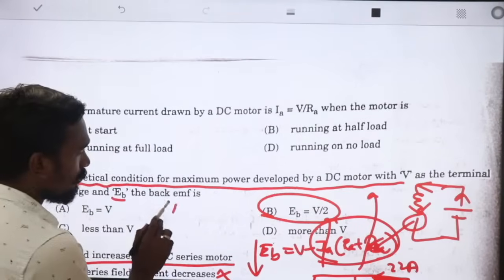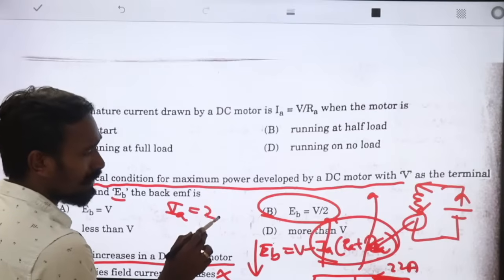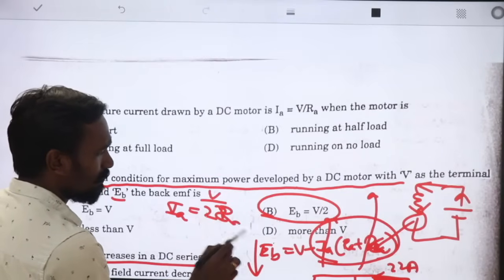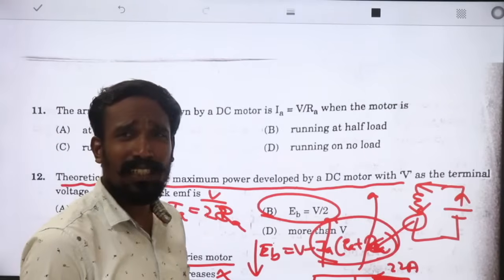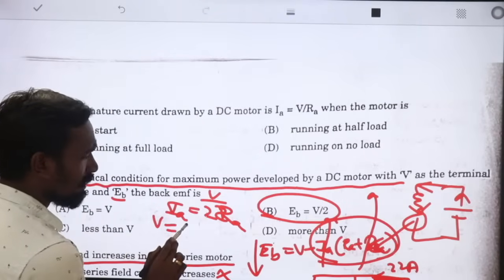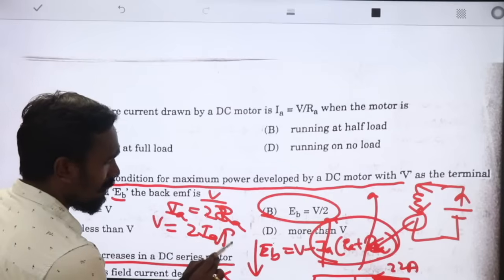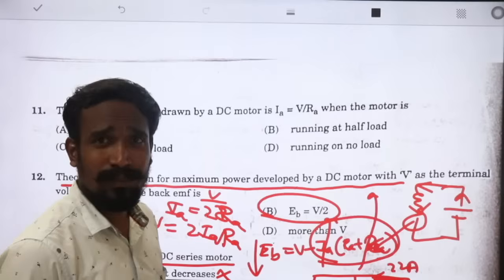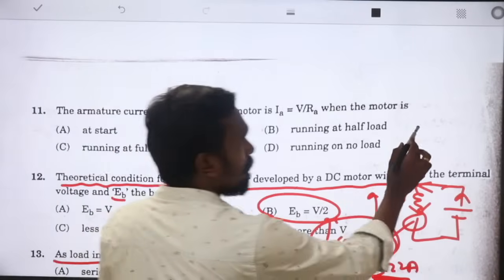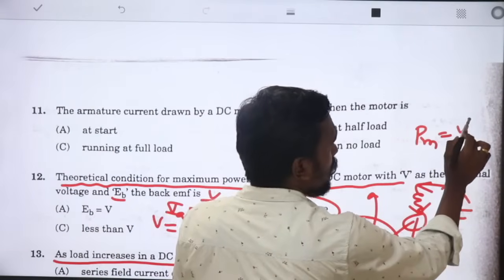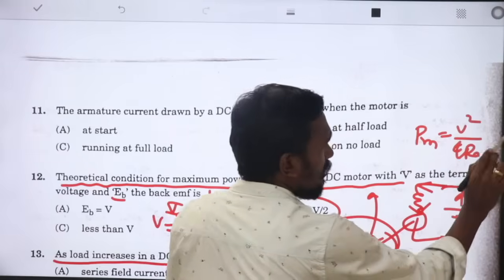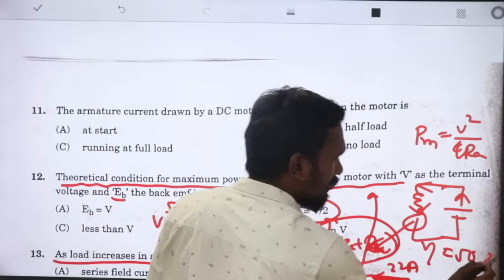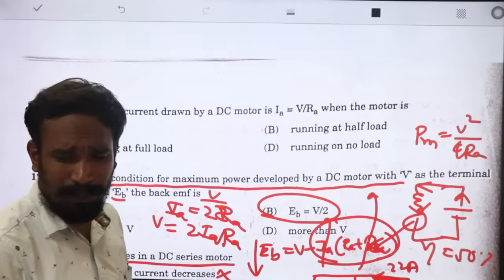And at this condition, armature current is equal to V by 2RA, and the terminal voltage V is equal to 2 IA RA. These are very important for assistant engineers who are going to write the exam tomorrow. At this condition the maximum power is equal to V square by 4RA, and the efficiency is equal to 50%.